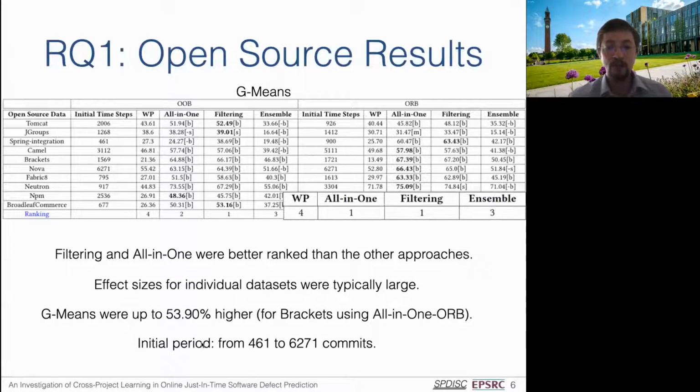The initial period where the within project data is typically not enough to produce well-performing within project models varied from 461 to more than 6,000 commits. So it's a considerable period of time.